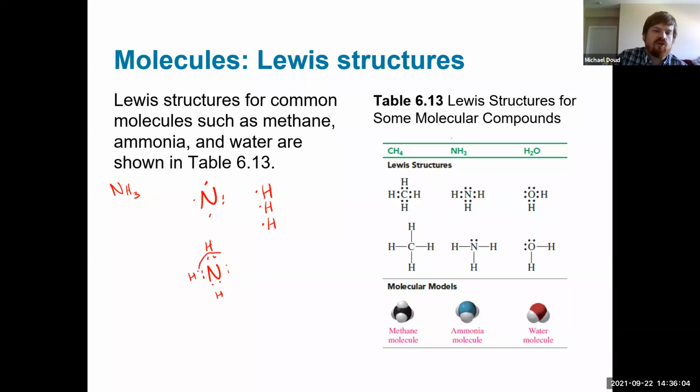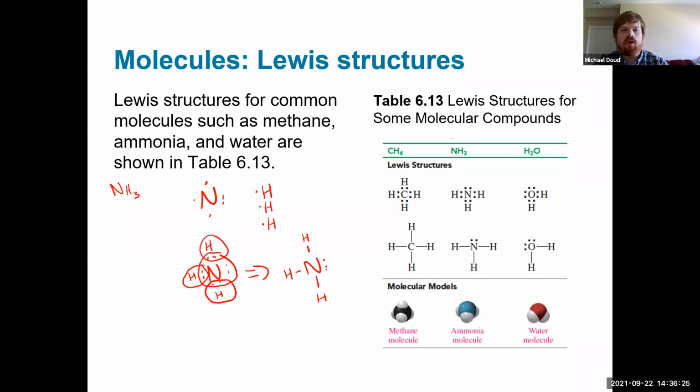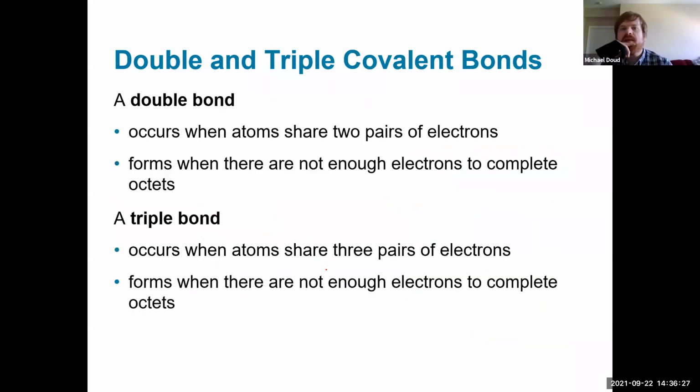Now let's check it out. Nitrogen has 8 electrons in its octet. Hydrogen, this one has 2, this one has 2, and this one has 2. So everyone's happy. Now drawing that in stick form, we replace the bonding pairs with a stick like that, and the lone pair stays on the nitrogen like that. Pretty cool, huh? Okay. Now that's the simplest scenario.